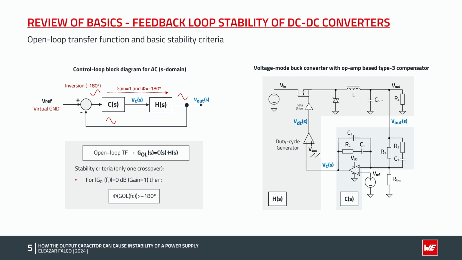The frequency at which the magnitude of the open-loop transfer function equals 1, so equivalent to 0 dB, is known as the crossover frequency, and it is at this frequency that we will check the amount of phase lag for stability. For this, we are assuming that the magnitude curve only crosses over 0 dB once, which represents most cases and all the results which will be shown in this presentation.